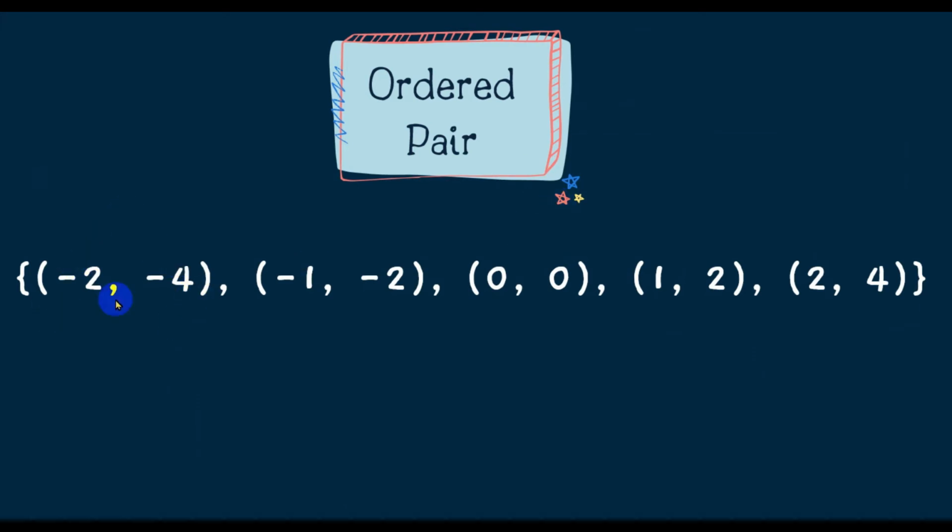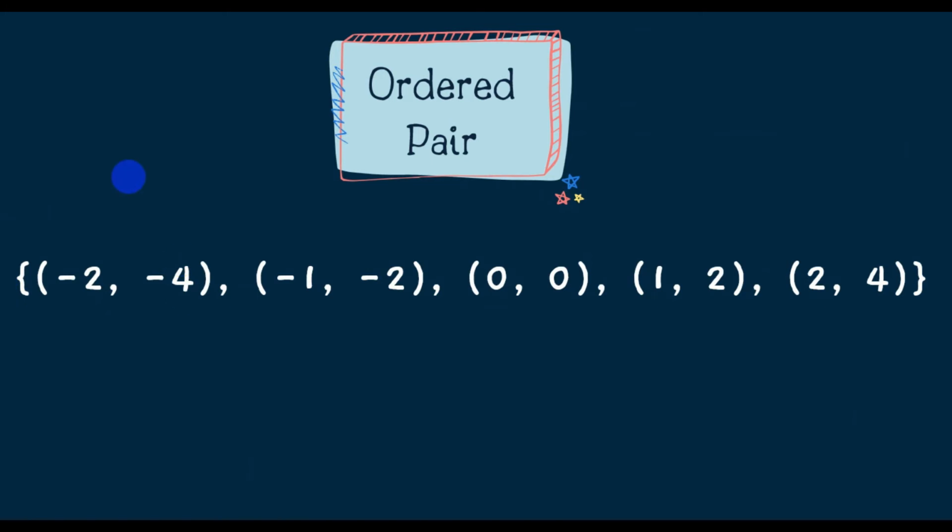We have first ordered pair, -2 and -4. Second ordered pair is -1, -2. Third ordered pair is 0, 0. Fourth ordered pair is 1 and 2, and the last ordered pair is 2 and 4. Do not forget to enclose it in braces, kasi nga po, siya po ay set of ordered pairs.